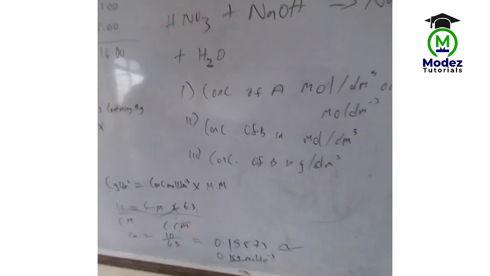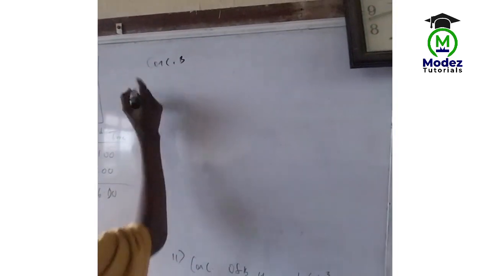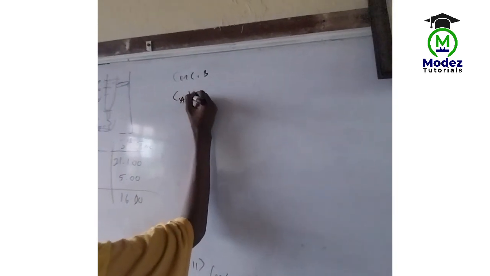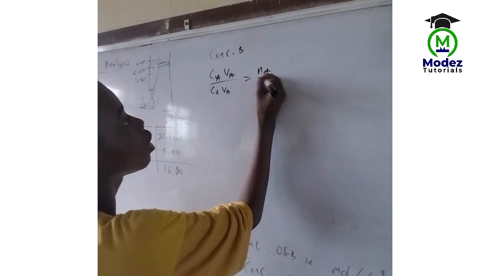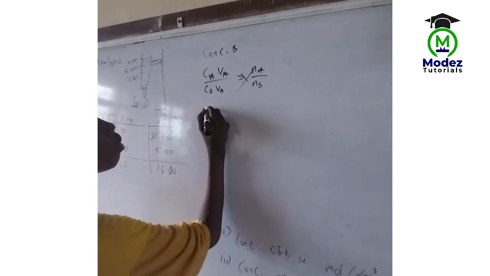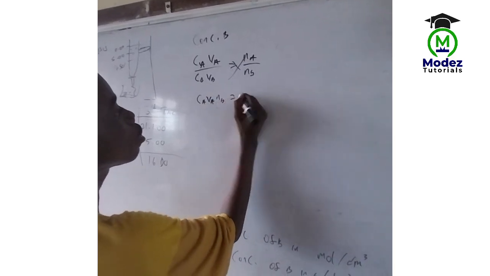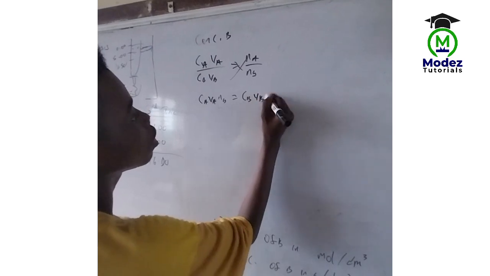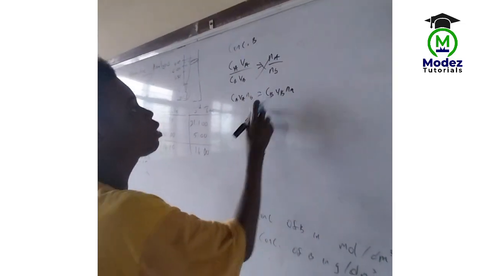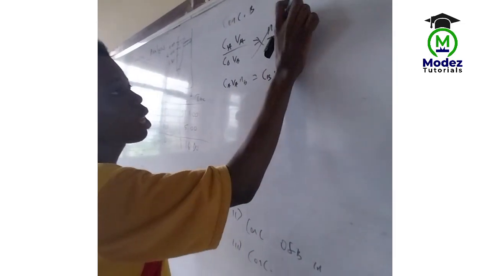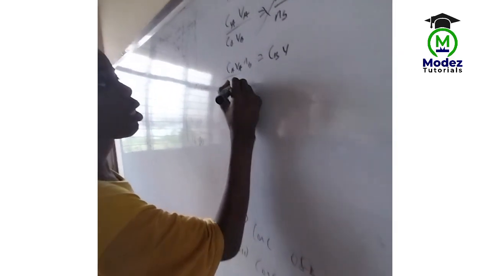So now, calculate the concentration of B in mole per dm³. The general formula you know: CAVA over CBVB equals NA over NB. So CAVA NB equals CBVB. What are we looking for? CB. So let's make CB the subject of the formula, so that VB NA will come here.